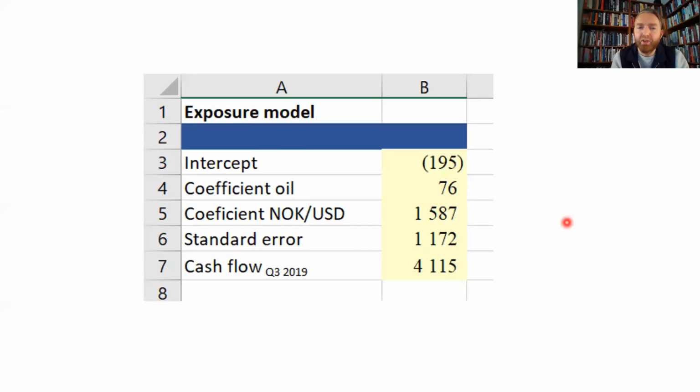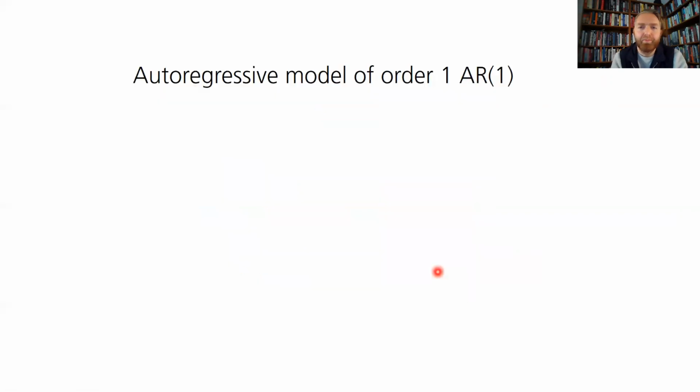So to implement this in a spreadsheet, we need to just write the exposure model into a spreadsheet, which is what we've done here. So we're typing the intercept, the coefficient on oil, etc., and the standard error. We're also going to need the cash flow from the previous quarter because the model is expressed in first difference, or the change. Whereas, if we want to get the actual forecast for cash flow in the fourth quarter, we would have to add that simulated change to the ingoing value to get the level of cash flow in the next quarter.